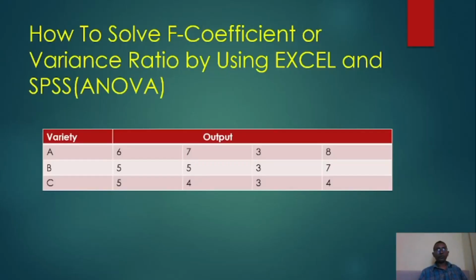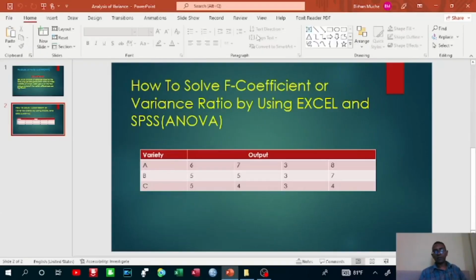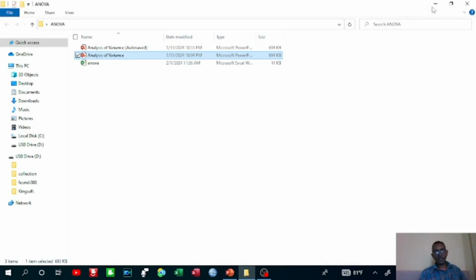Now, how can we solve this problem? To solve this problem, we can use two types of software in this video: one, Excel, the other, SPSS. The number of outputs is 4 for A, B, C, the same. So let us do it first by Excel and second by SPSS.